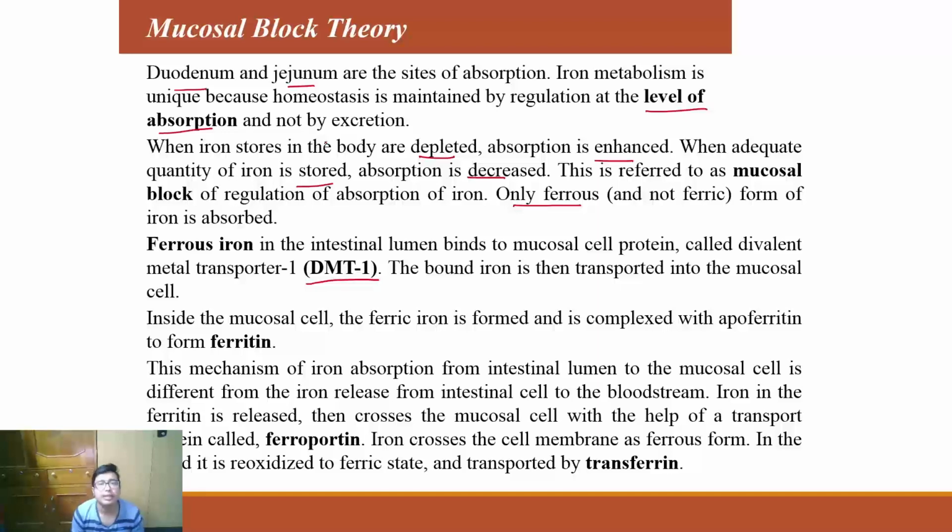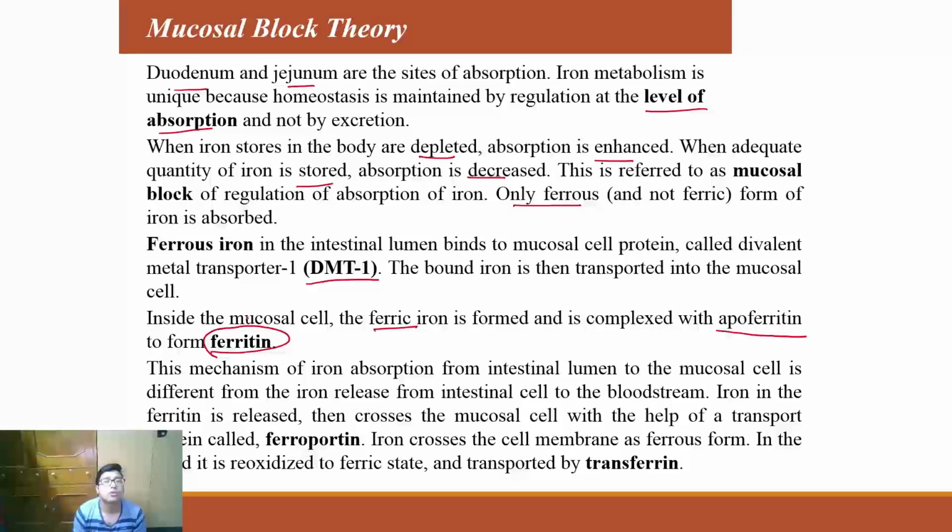Next, what happens? Inside the mucosal cell, it is again converted from ferrous to ferric, because these conversions continue to happen inside the cell. That ferric binds to a protein known as apoferritin, forming a complex to make ferritin. Where did you hear the name ferritin? Yes, I told you the most important storage form of iron is ferritin, right? So it is in this mucosal cell where it is stored.